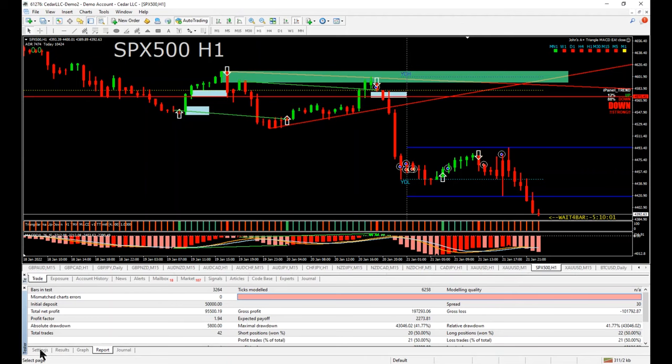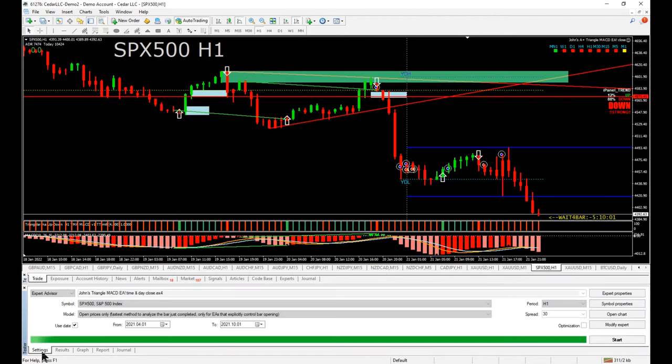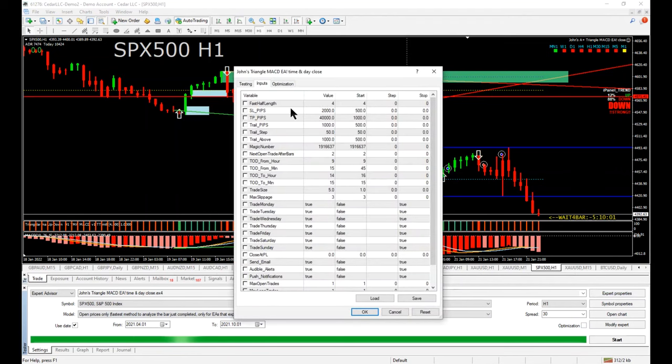I believe that had 5 lots on it. We can do it again. Let's go back to settings. There we go. And it does have trailing stop, take profit. Has all the settings in here. It has time and day. Has the different days in case you want to turn it off for different news events for FTMO.